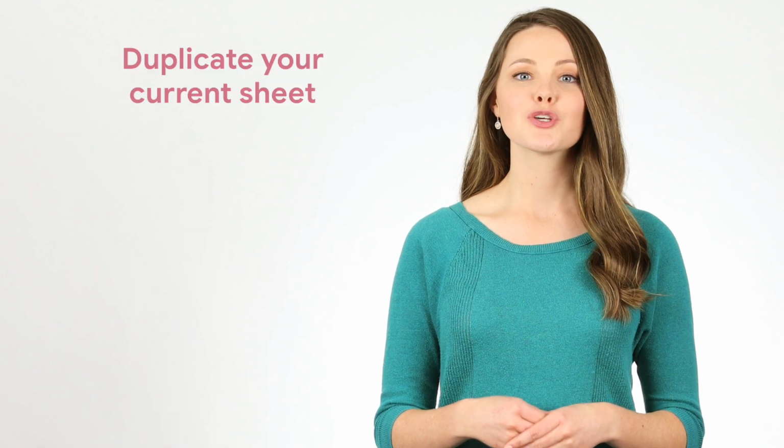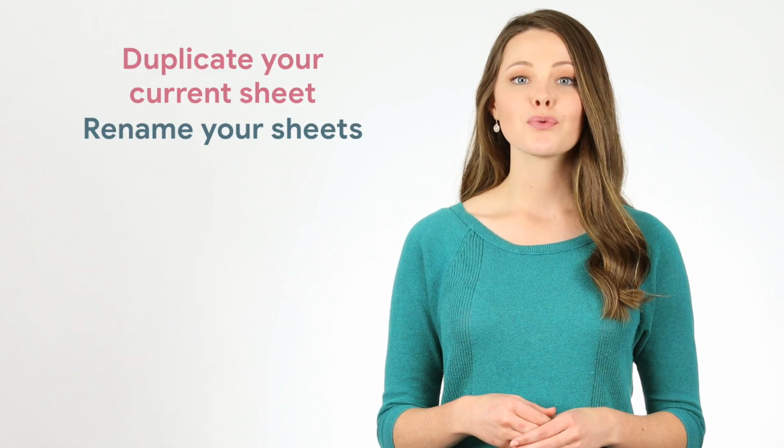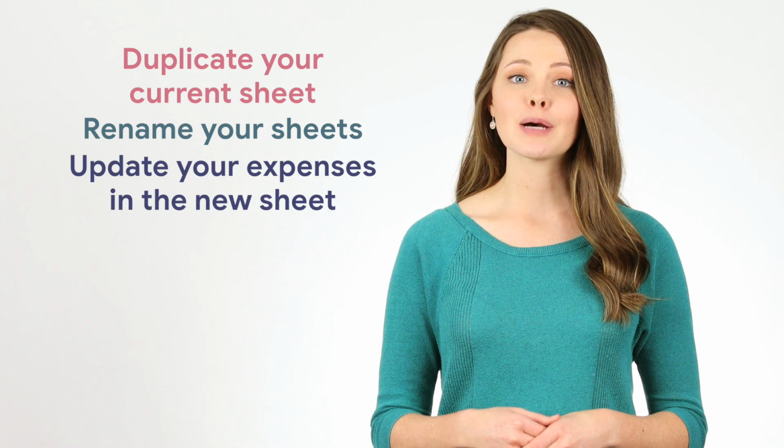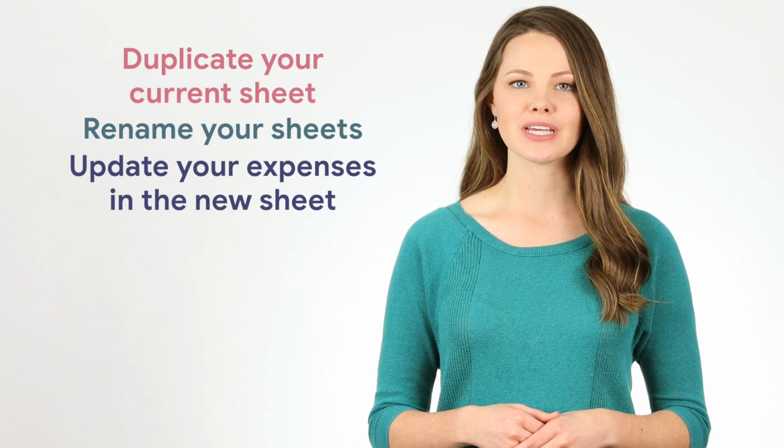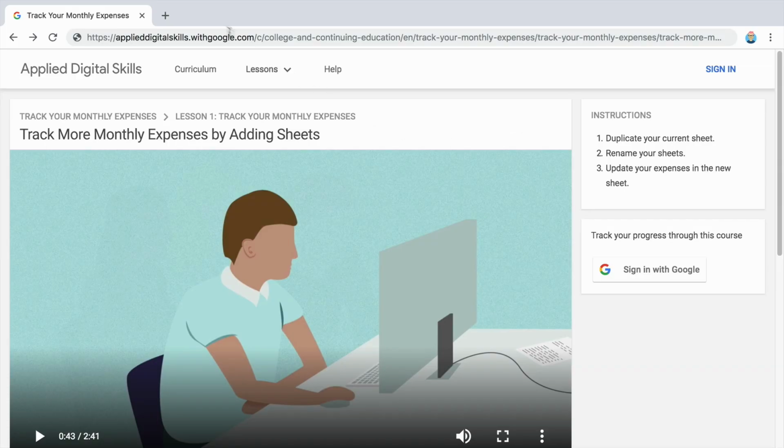In this extension, you will add new sheets to your spreadsheet to extend your budget from month to month. Tracking your expenses from month to month gives you a complete picture of how you're spending your money and will help you make more informed financial decisions. To add additional months to your budget, you will duplicate your current sheet, rename your sheets, and update your expenses in the new sheet. To begin, open your spreadsheet.